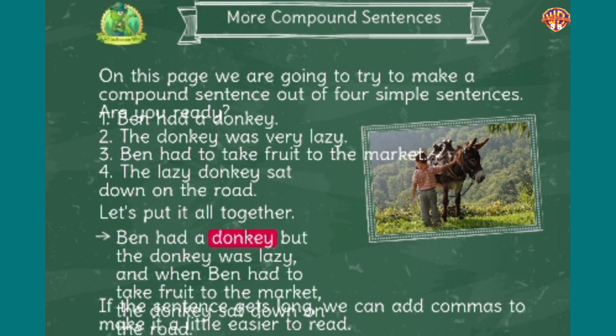Ben had a donkey, but the donkey was lazy. And when Ben had to take fruit to the market, the donkey sat down on the road. If the sentence gets long, we can add commas to make it a little easier to read.